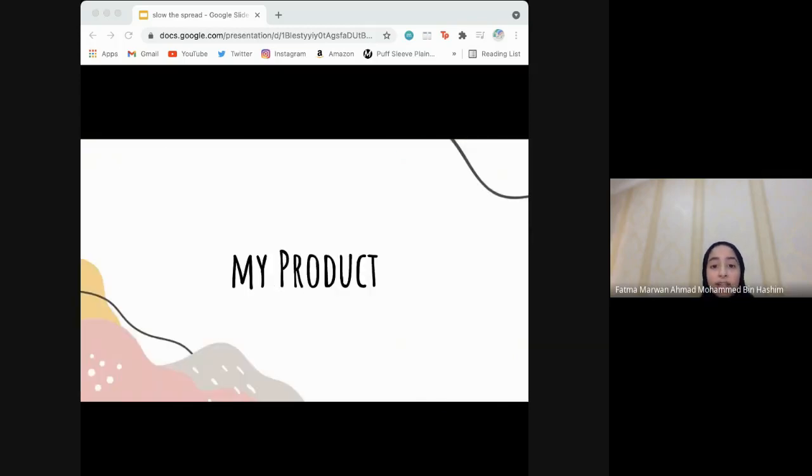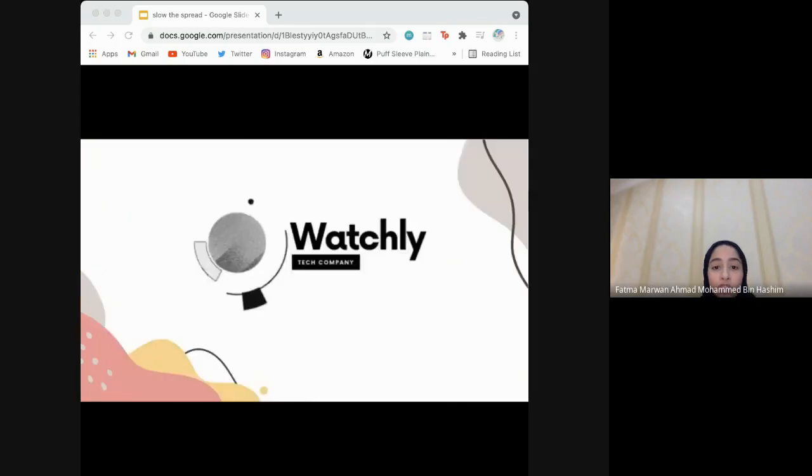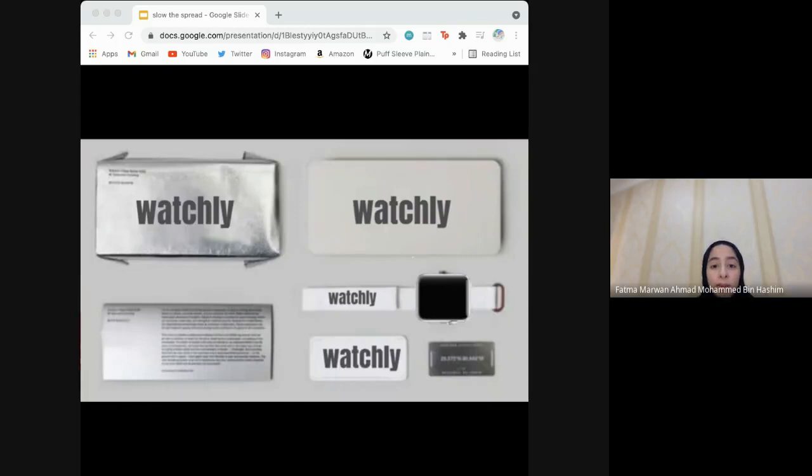So my product is Watchly. Watchly is a watch that tracks and maps the routes. It measures heart rate. It's basically like a digital watch, but it has a Bluetooth that detects the people around you. It can also detect their fevers and send signals to your phone to alert you if someone sick is around you.